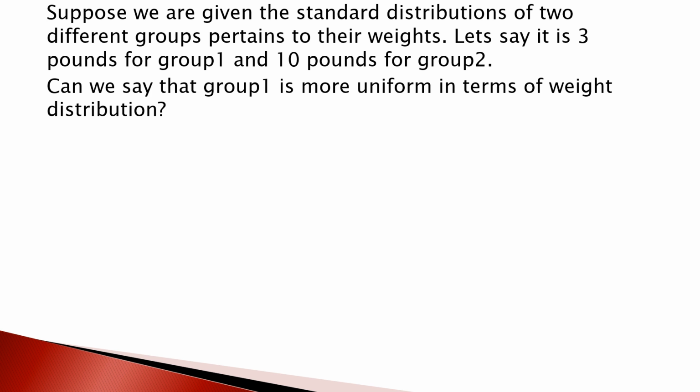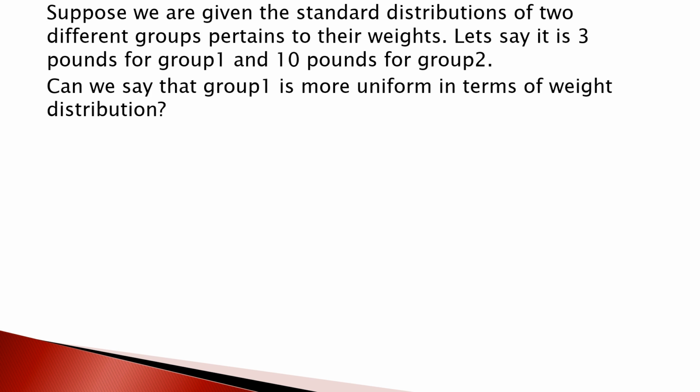For example, let's say two different groups, about their weights. In the first group, group 1, the standard deviation is 3 pounds, and for group 2 it's 10 pounds. Can we say that group 1 is more uniform in terms of weight? Remember the interpretation of standard deviation. If it is small, then the data points in that data set should be kind of uniform, close to each other.